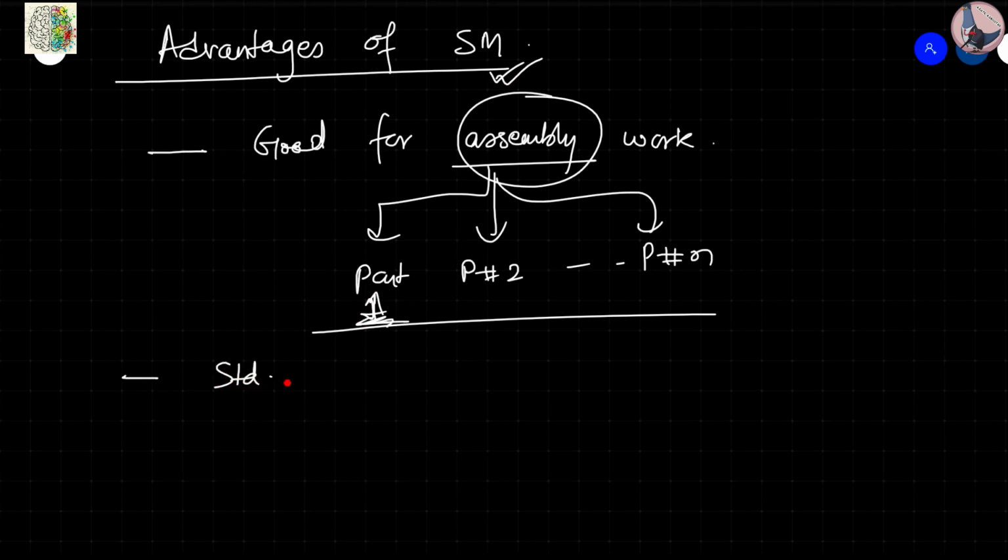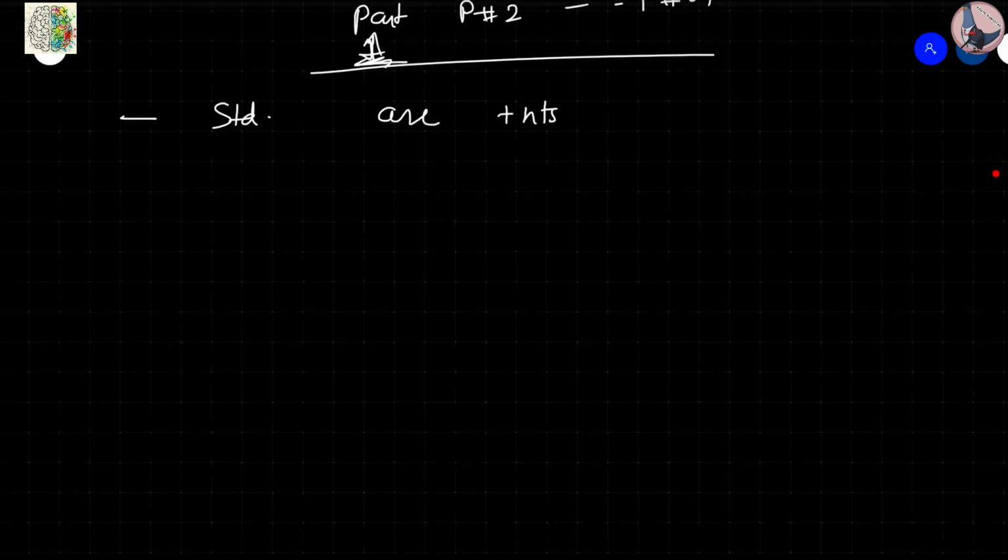Second, standards are present. Too many standards are present because it has existed for a very long time. So many standards people have developed over the period of time. Now, third advantage, which is very important, and I should mention it now, a very important advantage.